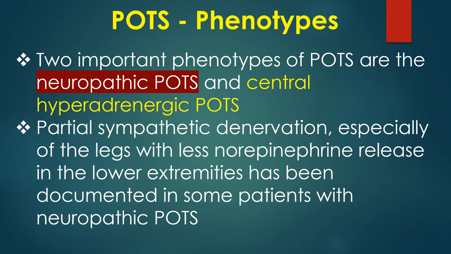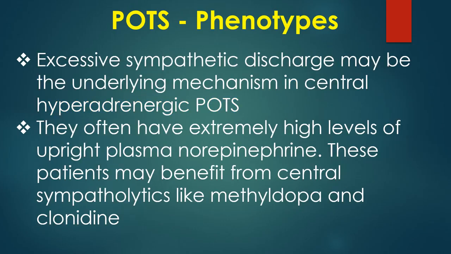Two important phenotypes of POTS are the neuropathic POTS and central hyperadrenergic POTS. Partial sympathetic denervation, especially of the legs, with less norepinephrine release in the lower extremities, has been documented in some patients with neuropathic POTS. Excessive sympathetic discharge may be the underlying mechanism in central hyperadrenergic POTS.